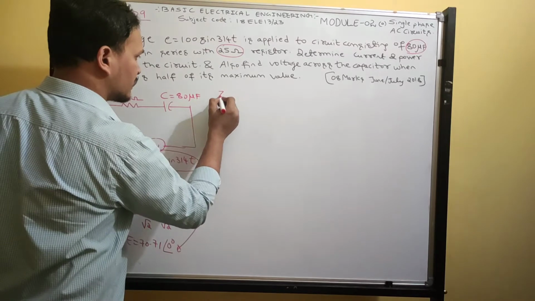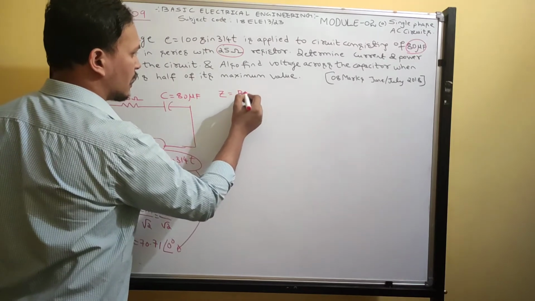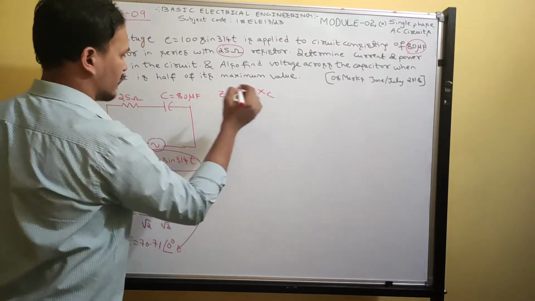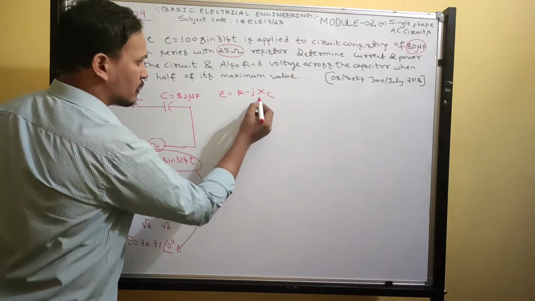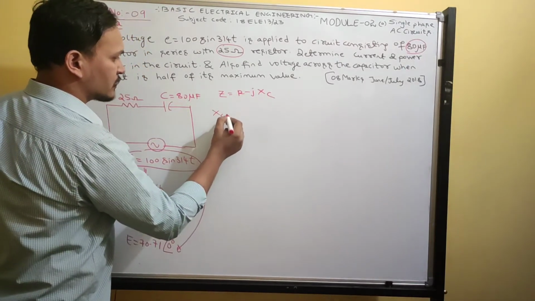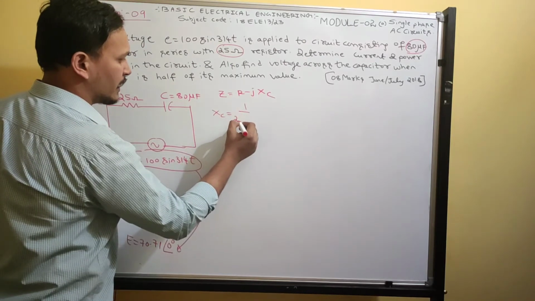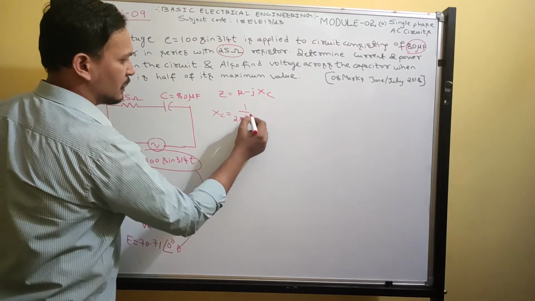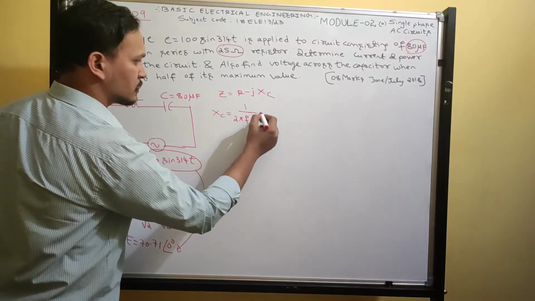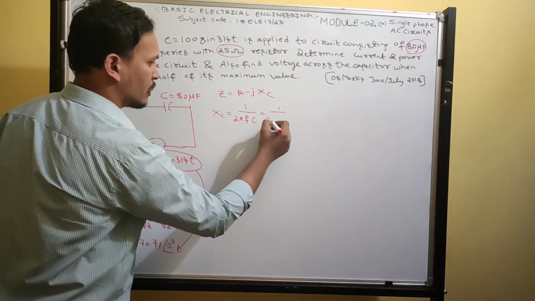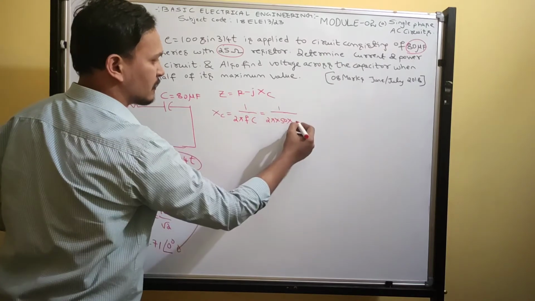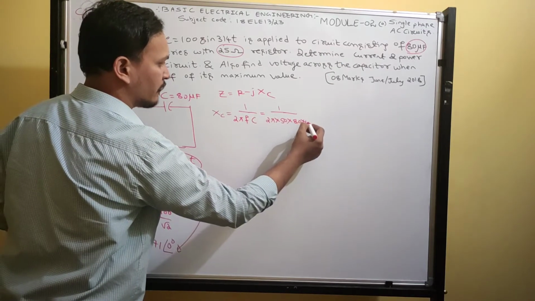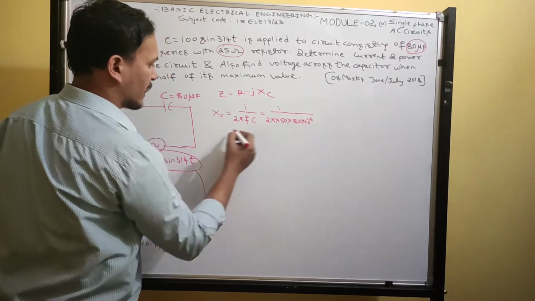What is impedance in a series RC circuit? R minus j XC. Whenever a capacitor is there, you write minus j. So I need to find XC. What is the formula for XC? 1 by 2 pi FC. Substitute those values: 1 upon 2 pi, frequency is 50, and the capacitance is 80 microfarad, so 10 power minus 6.